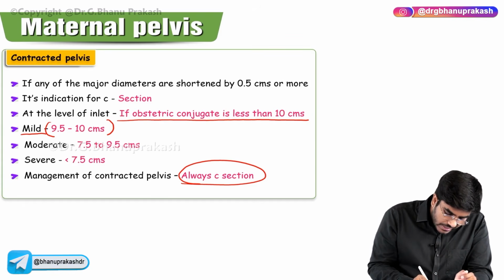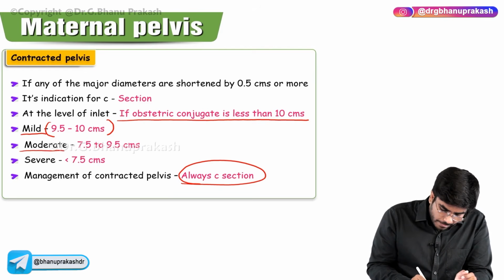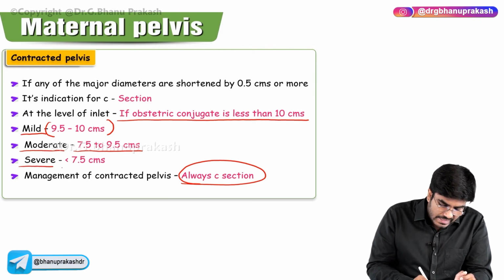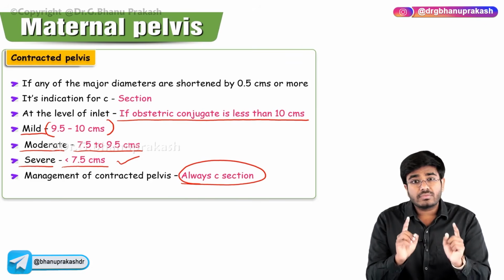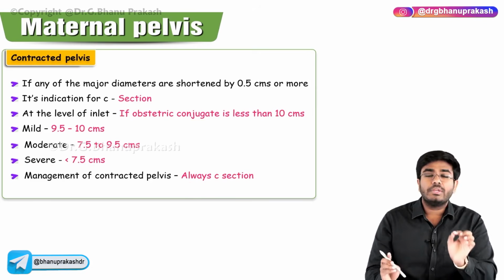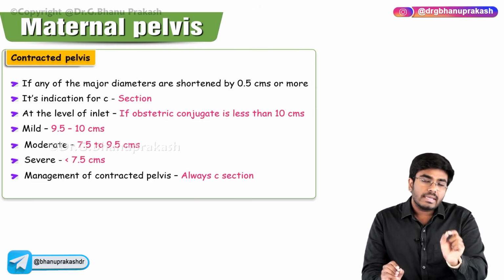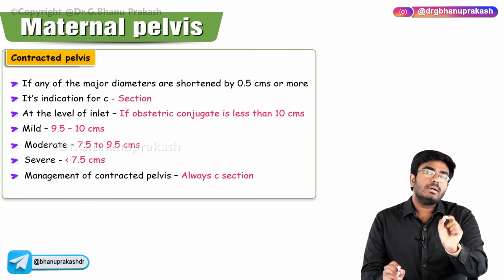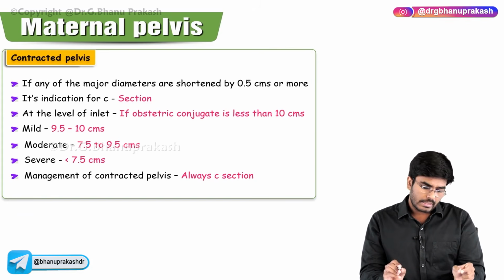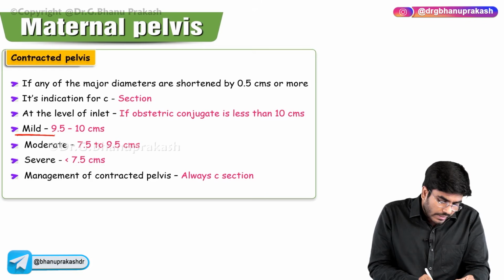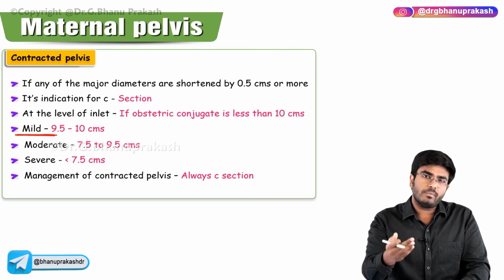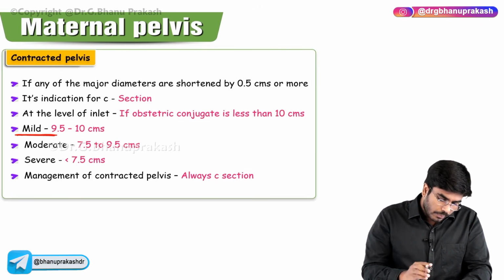What if the contraction is moderate, that is 7.5 to 9 centimeters? Severe degree contraction is less than 7.5 centimeters. Guys, very important. Why am I saying all these grades? Because usually, if I am saying contracted pelvis, the mode of delivery is a C-section, no doubt. But if they specifically mention there is a mild degree of contracted pelvis, you can try normal vaginal delivery. Okay, you can try. So, very important point.